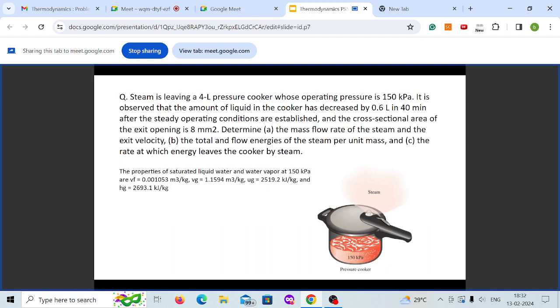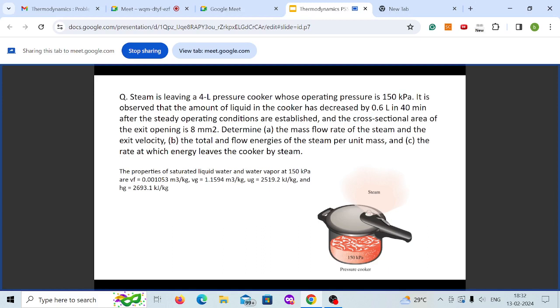And the cross sectional area of the exit opening, the opening at the top of the pressure cooker from where the steam is let out, is 8 millimeter square. Now we have to find the mass flow rate of the steam, the exit velocity, the total and flow energies of the steam per unit mass, and third, the rate at which energy leaves the cooker by steam. So these are the three values you have to find.